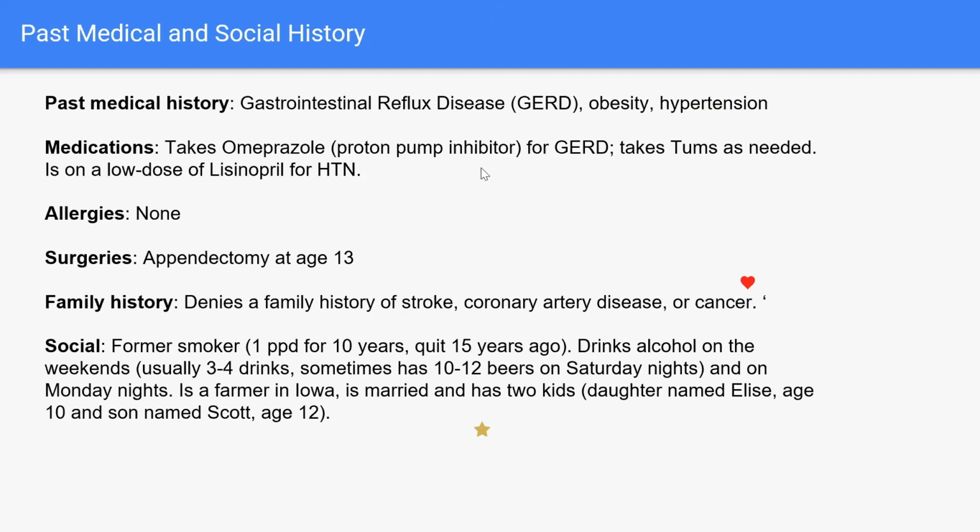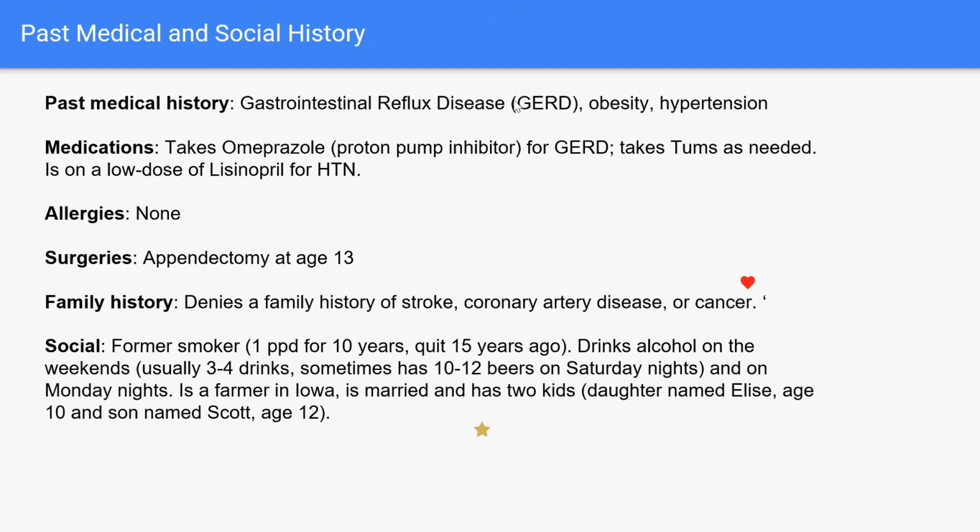I think it's really important to notice that he has a history of gastrointestinal reflux disease. Remember, he did mention that this didn't really feel like his heartburn. He's had heartburn before, but Tums didn't really help. So maybe it's heartburn, maybe it's not. Still important to recognize that he has this history.